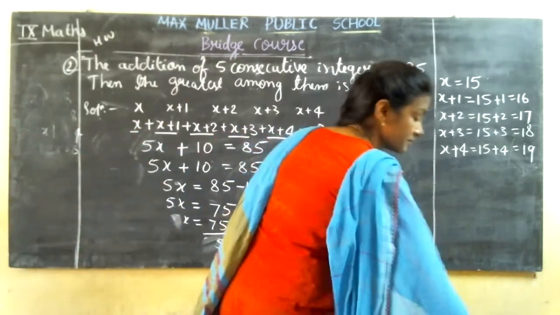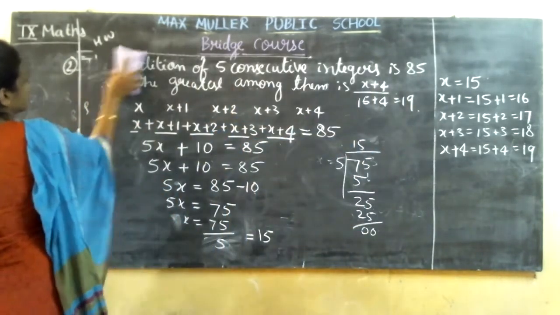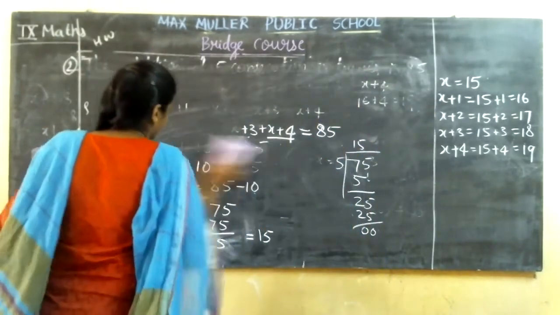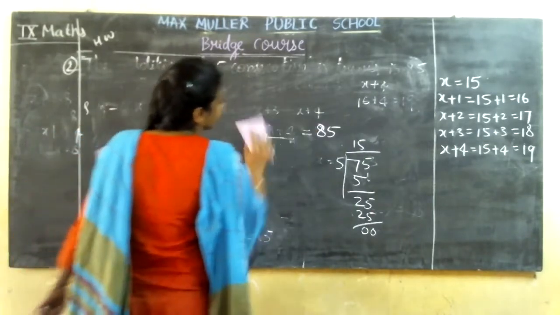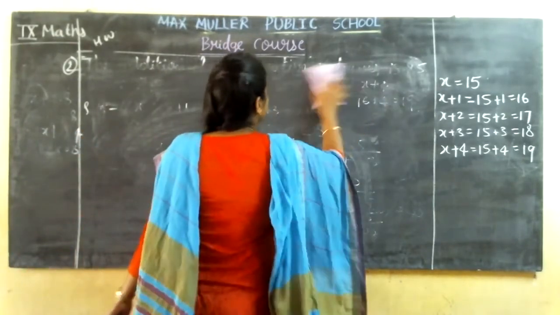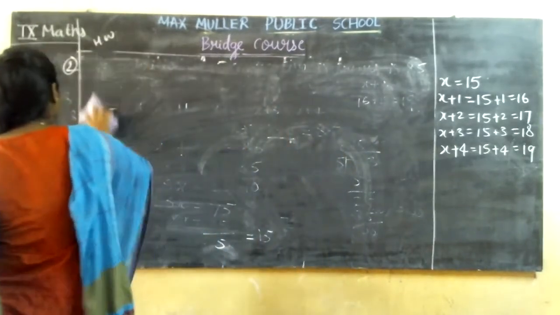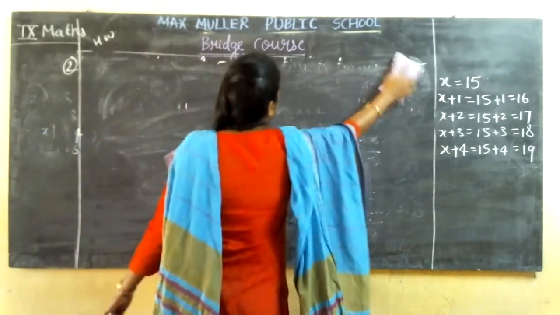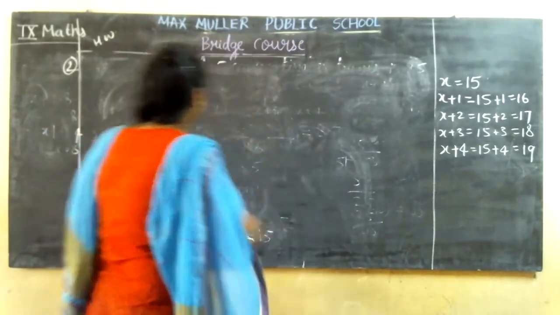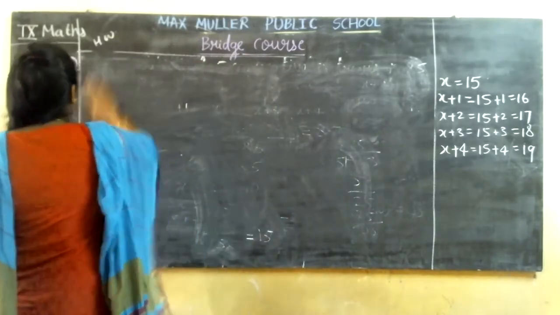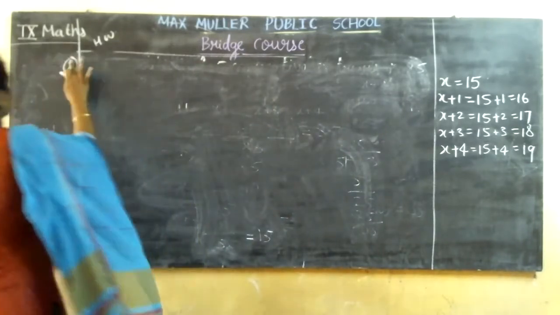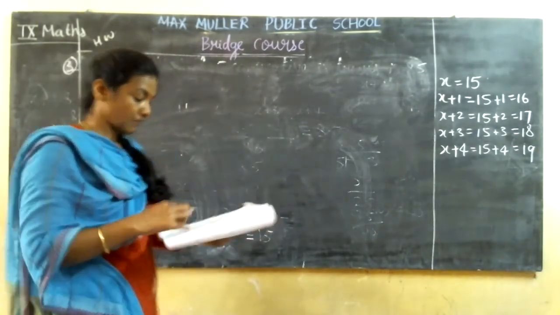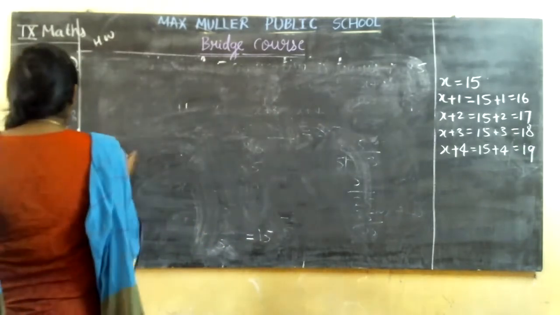You can find the lowest consecutive integer also using the same problem, right? What is the lowest consecutive integer in this? It is exactly 15 only, no? Yeah, x is our first consecutive integer there. Next, the solution of the equation.